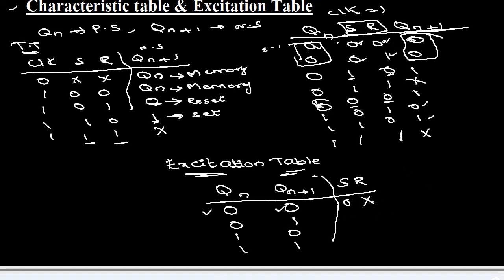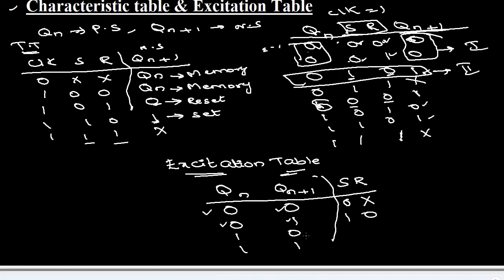Next condition is Qn is 0, Qn plus 1 is 1. Of the conditions where Qn is 0, only this one has Qn plus 1 as 1. This is the second case, and only one condition is there. When Qn is 0 and Qn plus 1 is 1, then S is 1 and R is 0.